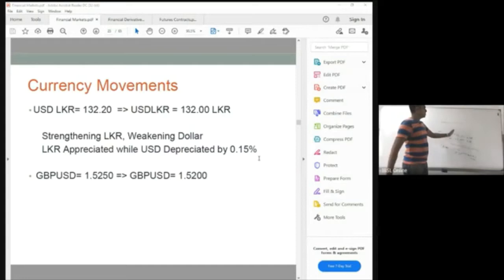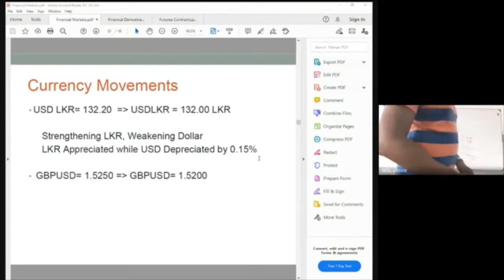So if the price goes up, that means the base currency is increasing, strengthening. But if the price goes down, the base currency is weakening. Right? So with that in mind, try this example, the next one, sterling dollar.